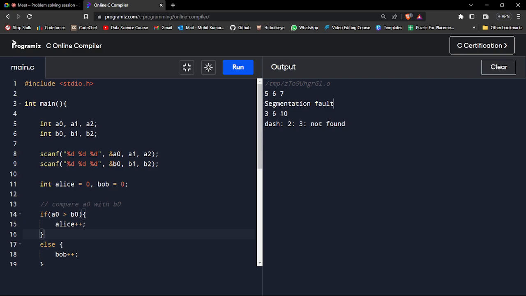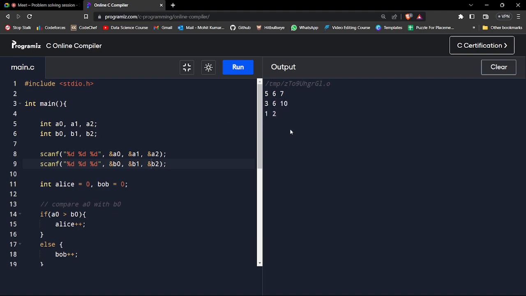Okay, so this segmentation fault is because, I think from these values, 5, 6, 7, we are not able to either store or access. So I think A0, yeah. This was the mistake that we were doing. We have to add because we are storing, we are scanning the values of A0, A1, A2, B0, B1, B2. So now I think 5, 6, 7, and 3, 6, 10.